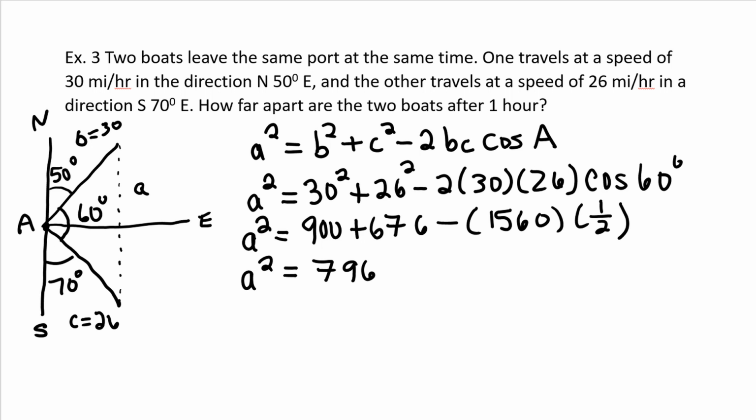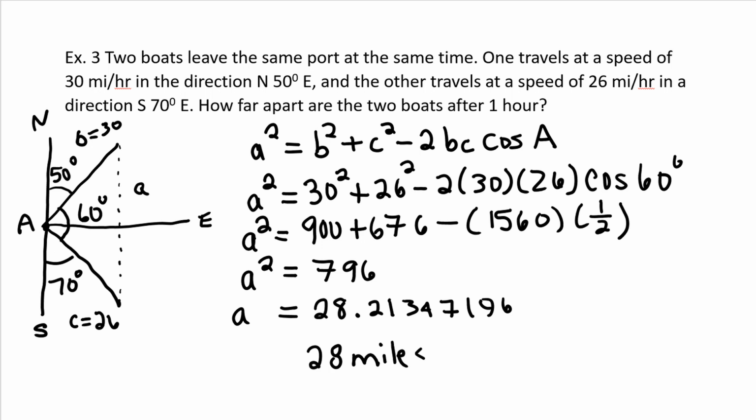796. Now use your calculator to find the square root, and we'll get that A is the square root of 796, and in my calculator I got 28.21347196, and I think we're good to say that the boats are 28 miles apart after 1 hour.